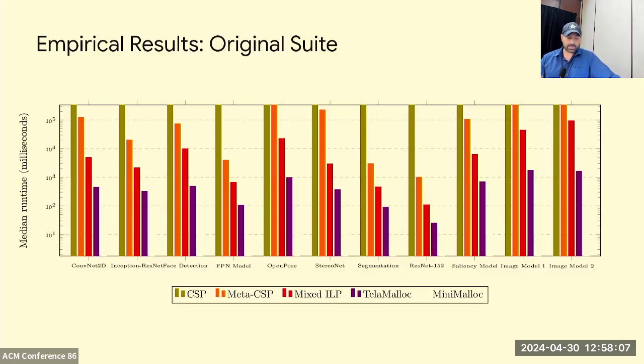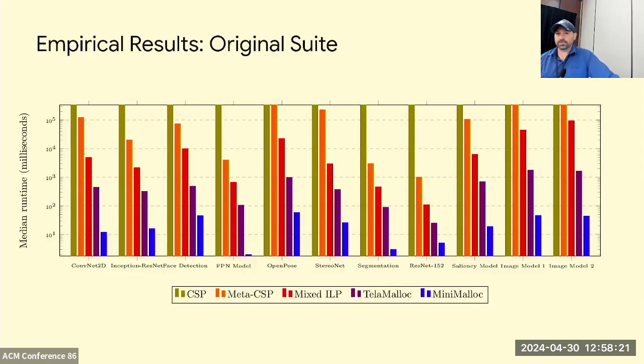And then we have telemalloc. By the way, it's worth noting, beating a mixed ILP solver in the year 2024 is very difficult. These ILP solvers are engineered very well. And so this is a pretty astonishing improvement. With mini-malloc, the improvement is actually even further. So I think the average improvement over telemalloc is something like 30x. It's about 300x over the mixed ILP.